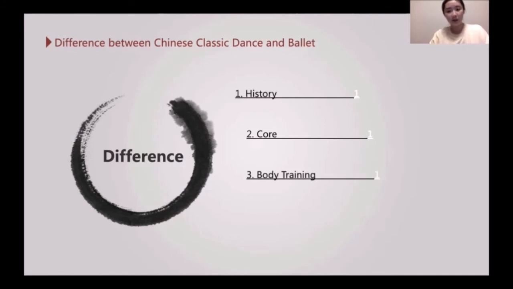And the third one is body training. In basic training, I think ballet requires standing with the knees facing out, and the feet also facing out. This way trains leg muscles that are really rarely used in daily life, but Chinese classical dance uses the normal muscles for the exercises. That one is really easy, right? And the last one is the really, really hard one.